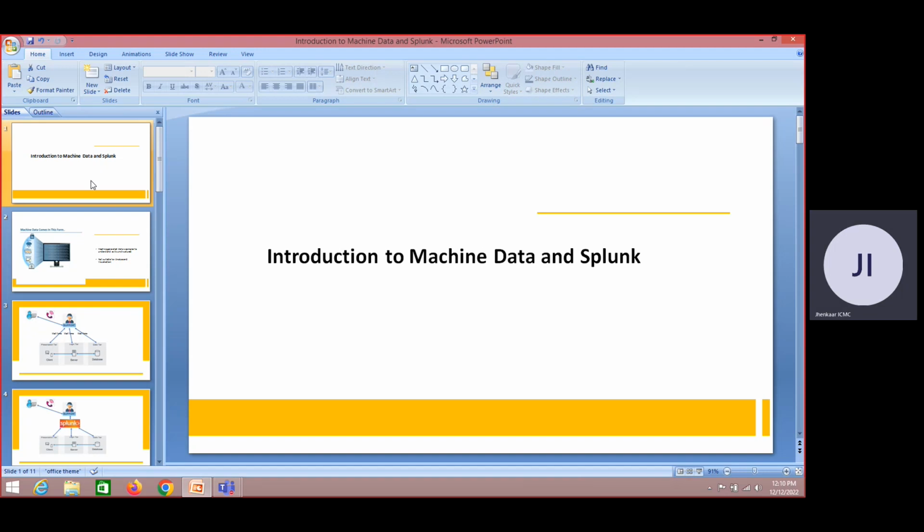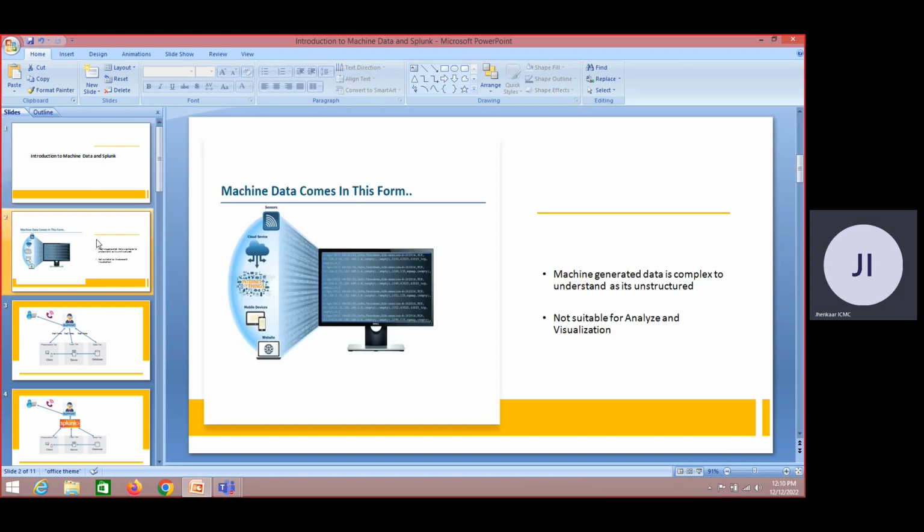So, what do we mean by machine data? What are all the machines we know in general in day-to-day life, right? Definitely we have laptops, desktops, smartwatches, refrigerators, sensors, medical devices, and some software applications like Google, Yahoo, and some of the websites which are hosted on servers, right? So these are all called machine data. And the machine data which we receive from them is complex in nature, which cannot be understood by humans, and is unstructured.